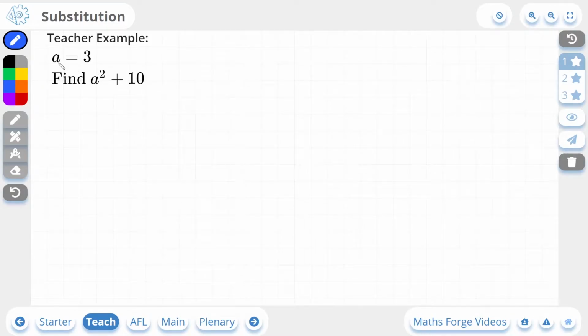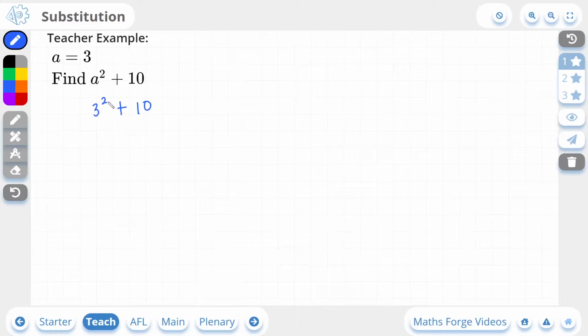We're being told that a is equal to 3. And then we're being asked to find a squared plus 10. So this is just a matter of replacing the a in this expression with the number that has been assigned to it. So instead of writing a squared plus 10, I'm going to write 3 squared plus 10. Because of course the a can be replaced with a 3.